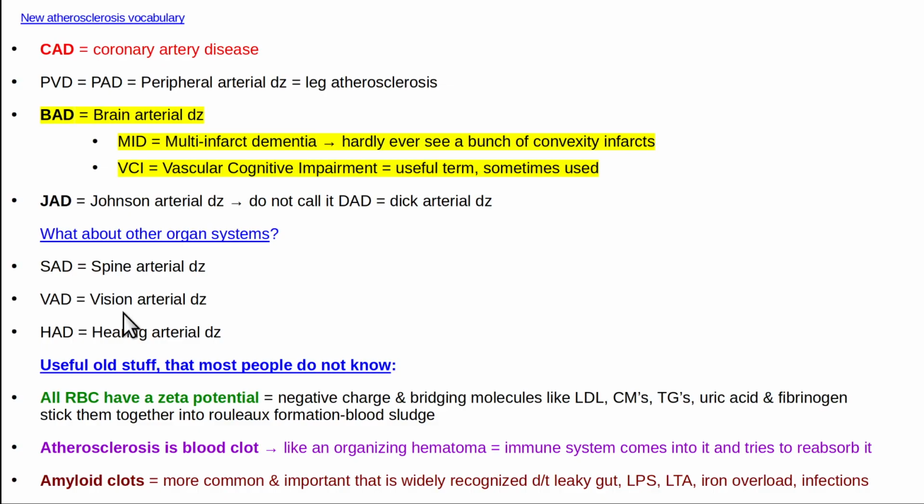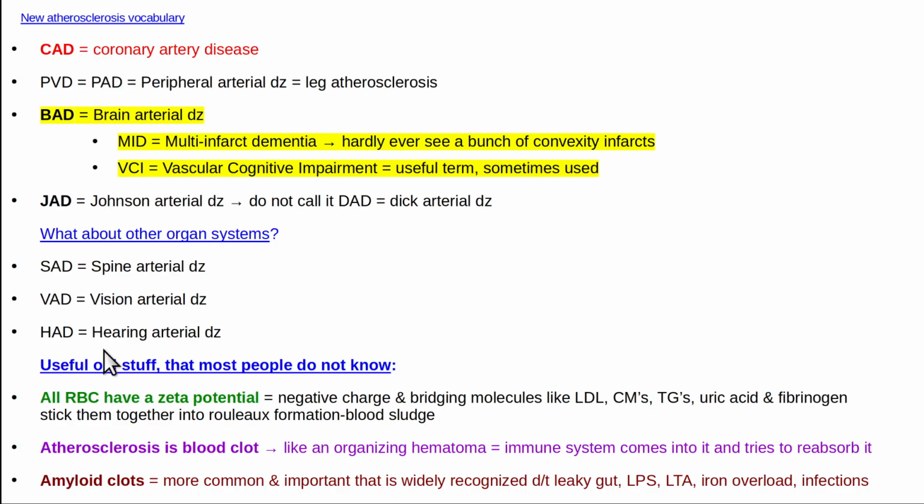VAD, vision arterial disease, because if you call it eye arterial disease, that doesn't work. If you call it O for ocular arterial disease, that doesn't work. But VAD works. Almost all of the eye diseases of aging are vascular. C-DAHG is a mnemonic: cataract, diabetes, age-related macular degeneration, hypertension, glaucoma. All of that is related to arterial disease. Glaucoma, especially with hypertension. Cataracts, especially with things like dairy products.